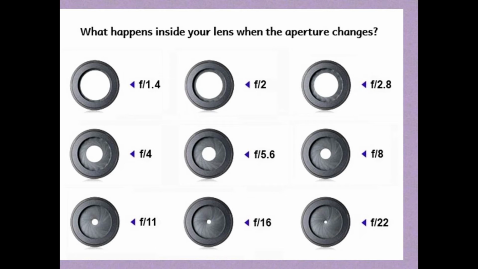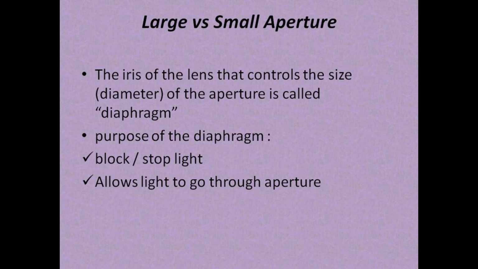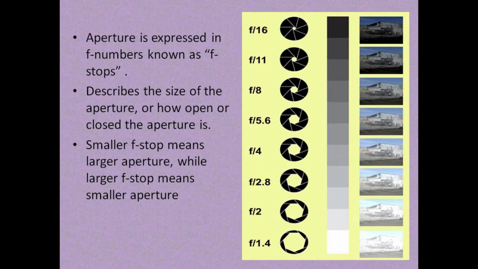The round blades or iris of the lens that control the size or diameter of the aperture are called the diaphragm. The purpose of this diaphragm is to block or allow the light to go through the aperture. Aperture is expressed or denoted by f numbers known as f stops. This f describes the size of the aperture, or how open or closed the aperture is. A smaller f number means a larger aperture, while a larger f number means a smaller aperture.